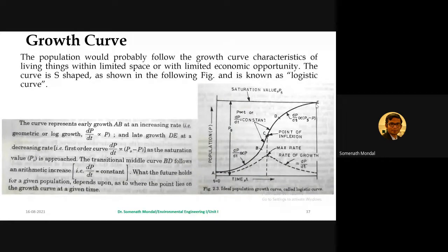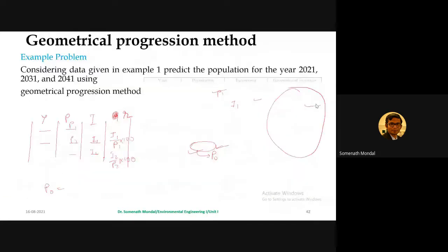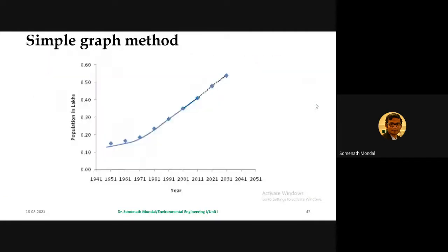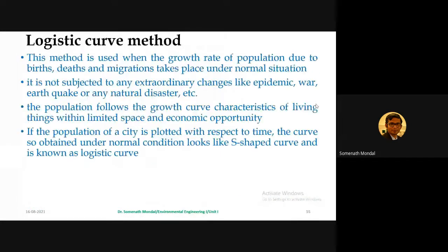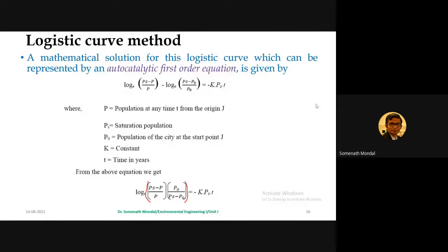So we'll go back to the current slides and then we'll explain it. Yeah, so a mathematical solution for this logistic curve, which can be represented by an autocatalytic first order equation, is given by, you can see over here. So this is known as the autocatalytic first order equation, and the derivation is also given in the textbook. You can go through that. I am not deriving it over here again.